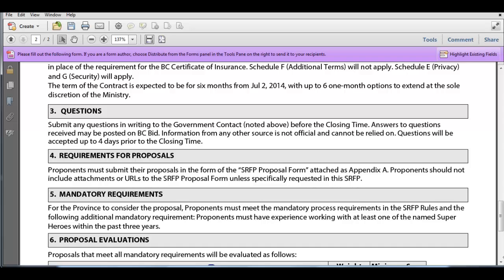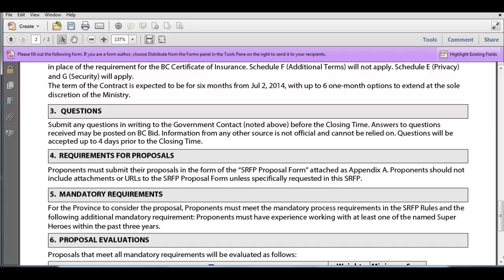The next sentence is also really important in this section. The SRFP itself in Appendix A is going to be providing all kinds of information about what you are to provide as a proponent. Now, if there are attachments that are specifically requested or website URLs specifically requested, then absolutely you need to ensure you include those attachments or those URLs. However, if the SRFP does not specifically ask for attachments or URLs, don't send them in because the ministry won't be able to look at them. The ministry is only going to be looking at what's in the proposal form. So carefully follow those instructions.